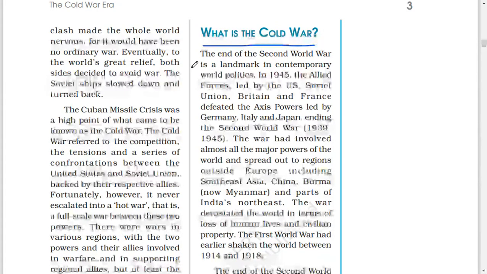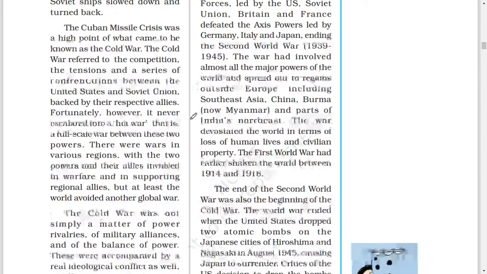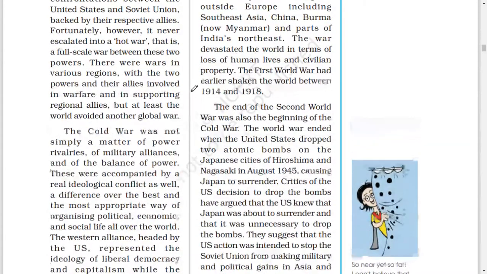The war had involved almost all the major powers of the world and spread out to regions outside Europe, including Southeast Asia, China, Burma, now Myanmar, and parts of India's northeast. The war devastated the world in terms of loss of human lives and civilian property. The First World War had earlier shaken the world between 1914 and 1918.